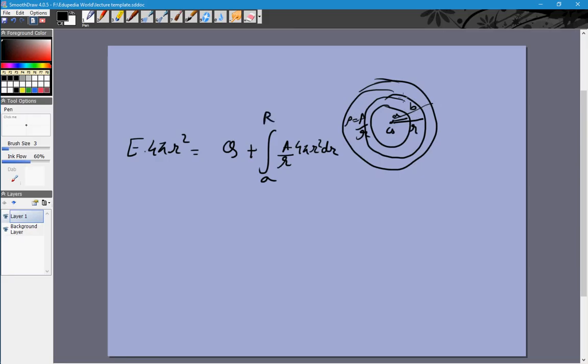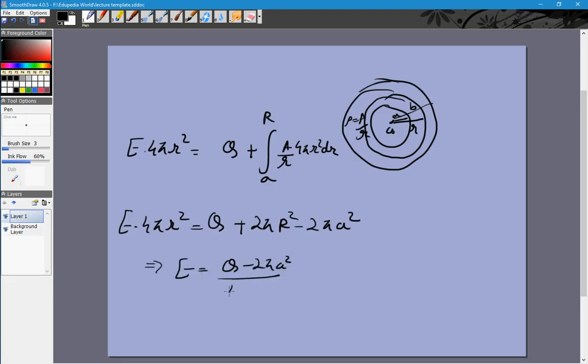So E into 4 pi R squared is equal to Q plus, this is 4 pi r dr, so 4 pi r, so 2 pi r squared, which gives 2 pi R squared minus 2 pi A squared. Right. Which means E is equal to Q minus 2 pi A squared by 4 pi R squared, plus 2 pi R squared by 4 pi R squared will be, this should be A also. Yeah, so A by 2.